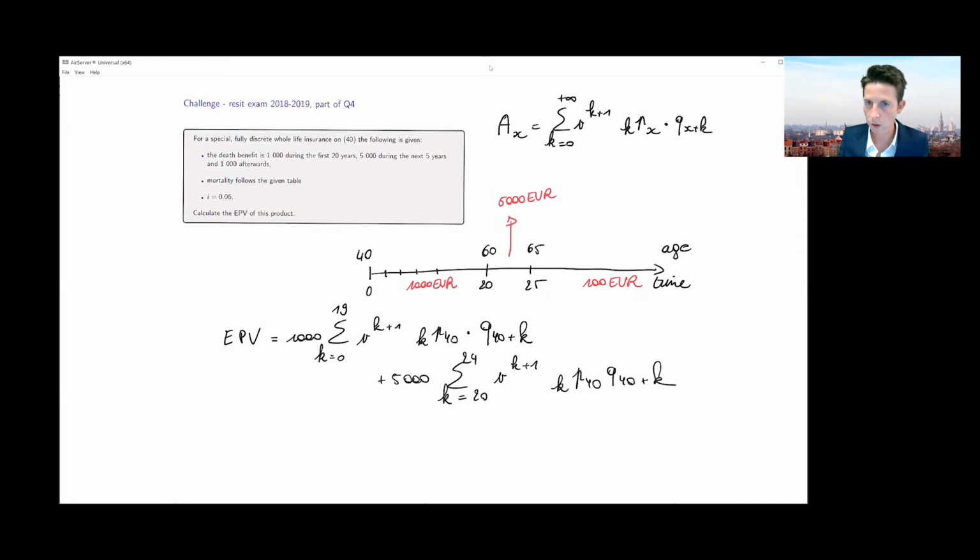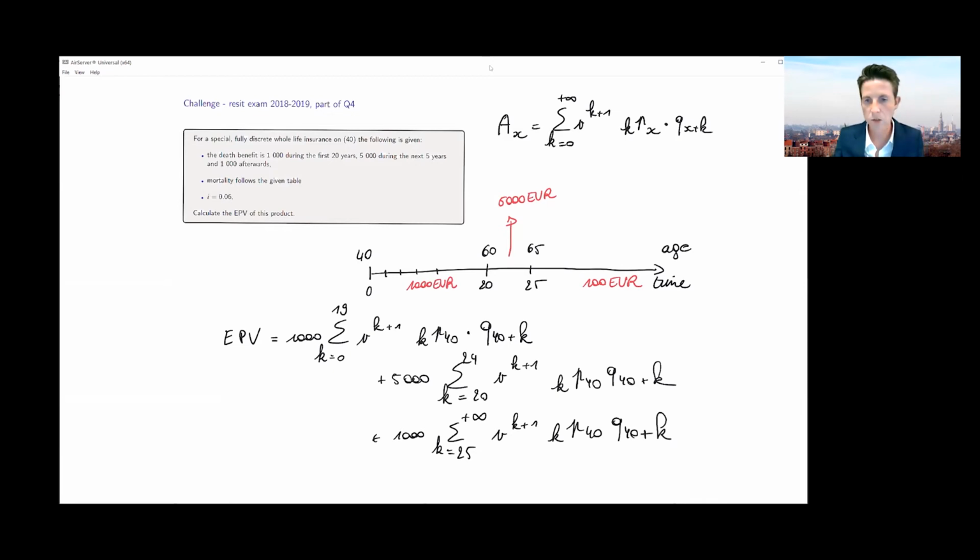So here we see that the K goes from 20 to 24. So that means that my 5,000 euro, in case of death, will be paid at time 21, 22, 23, 24, or 25, right? So it indeed covers the scenarios of death of the policyholder happening between age 60 and 65. And for the last part of the contract, I've got plus 1,000 times the sum for K running from 25 to plus infinity of V to the power K plus 1, KP40 times Q40 plus K.